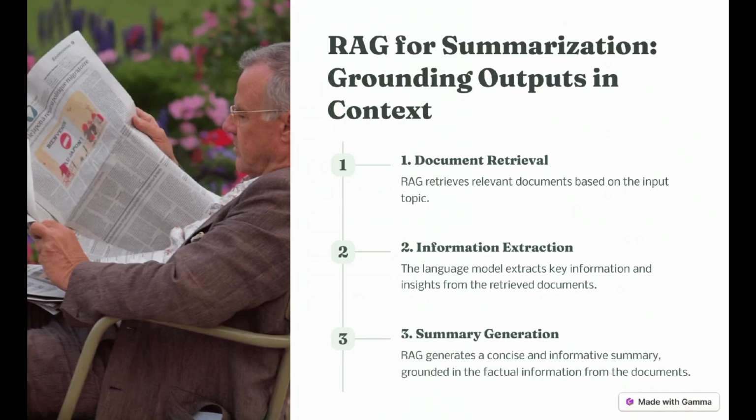RAG isn't just for answering questions, it's also great for summarization. Here's how it works. 1. Document retrieval. RAG finds relevant documents based on the topic. 2. Information extraction. It pulls out the key points from those documents. 3. Summary generation. It creates a concise and informative summary. Example, if you need a summary of a long research paper, RAG can retrieve the paper, extract the main points, and generate a short summary for you.